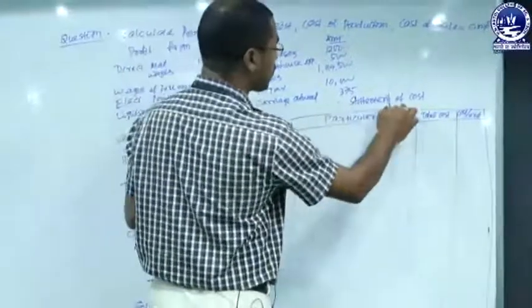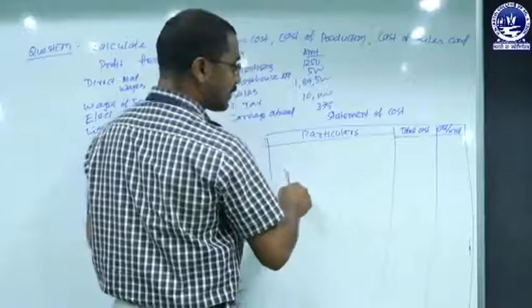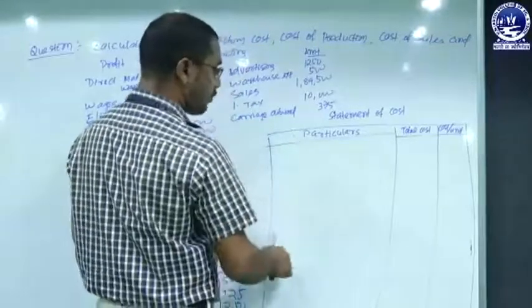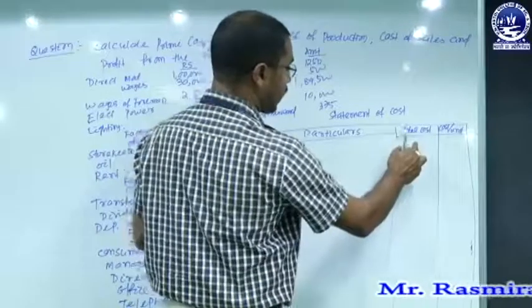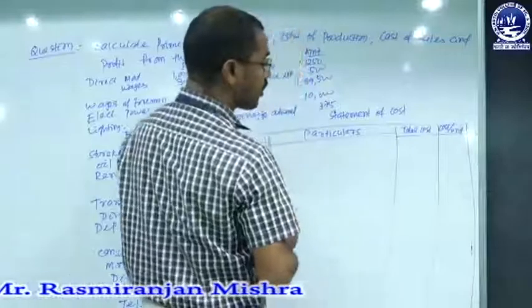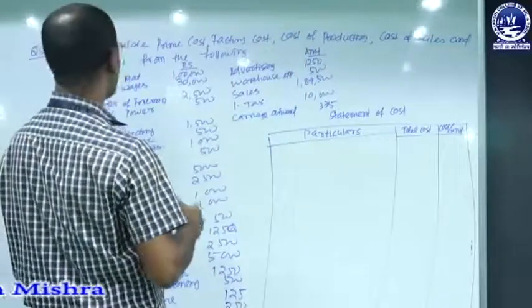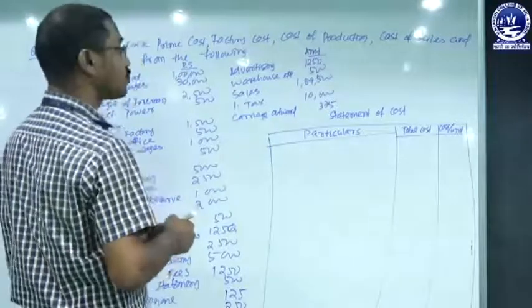We must mention on the top: statement of cost, or cost sheet. One column relates to particulars, where we mention all items of expenses, both direct and indirect. There is one column for total cost and another column for cost per unit. So how will we calculate the total cost for producing a product?